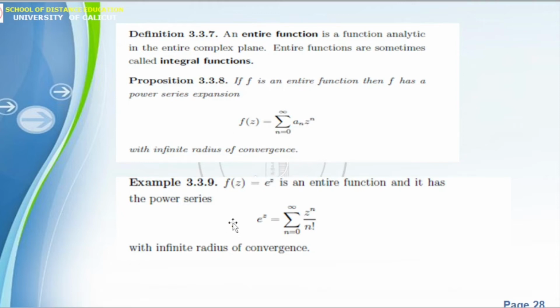And look at this example: f of z is e raised to z. Then it has a power series representation of the form sigma z raised to n by n factorial, with infinite radius of convergence.